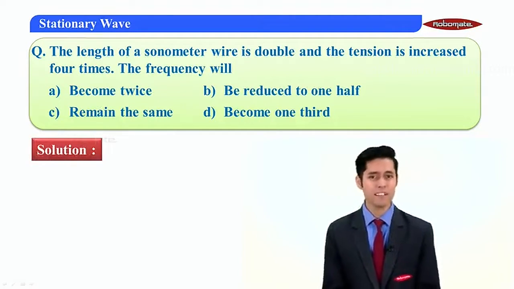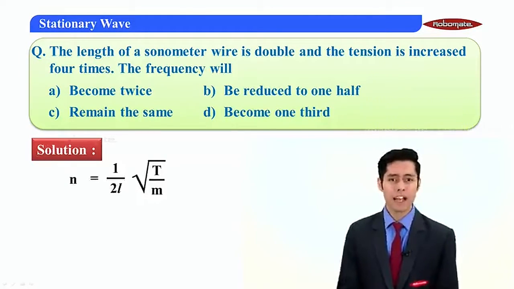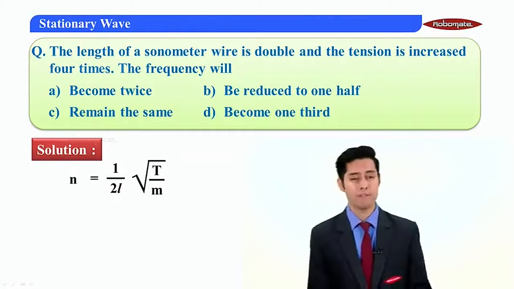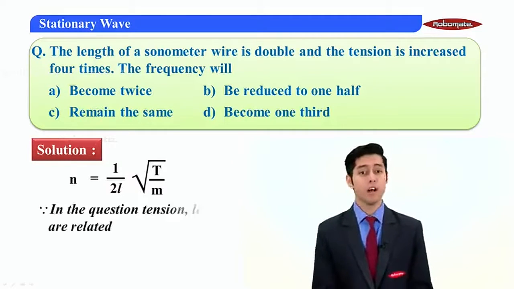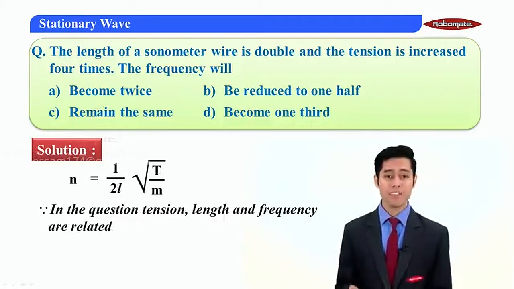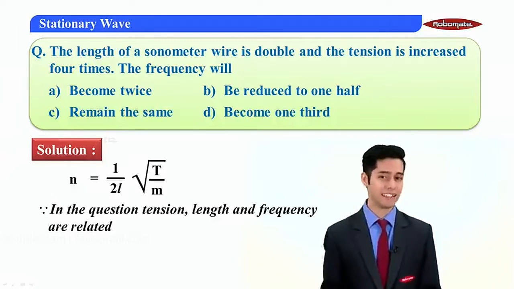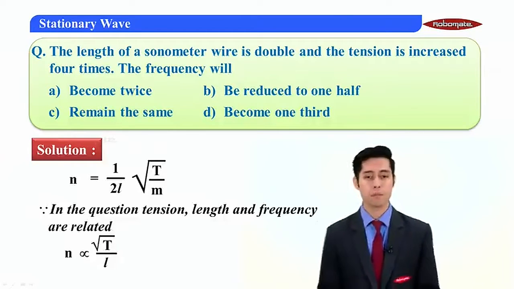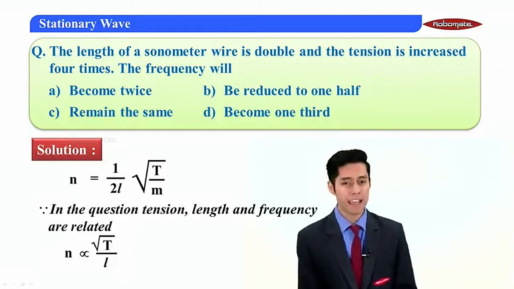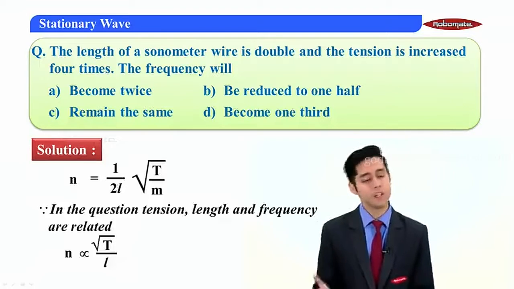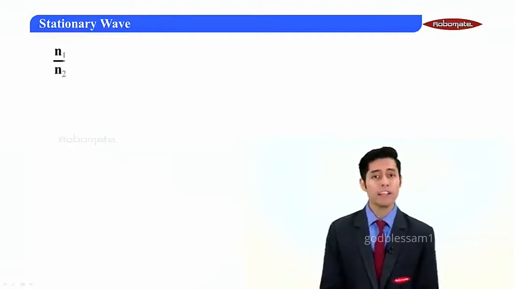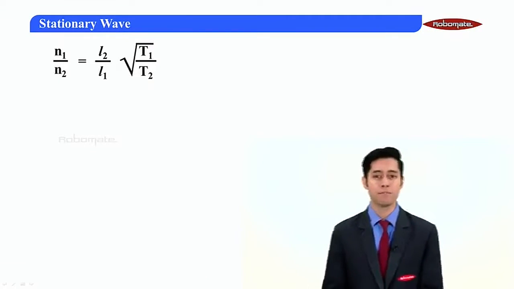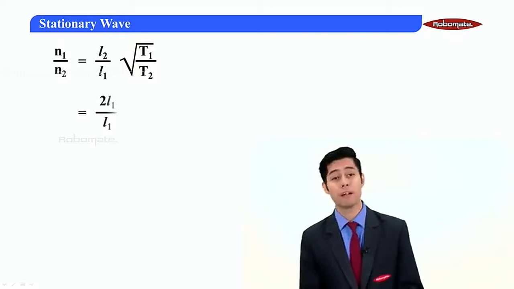To move ahead, let us see what is given. I know that n is equal to 1 upon 2l multiplied by under root of T by m. To solve this problem, I know that tension, length and frequency are related. So if I have to find out the relation, it will be n, which is directly proportional to root T by l, since m is constant and 2 is also constant. To move ahead, I know that n1 by n2 is equal to l2 by l1 multiplied by under root of T1 by T2.